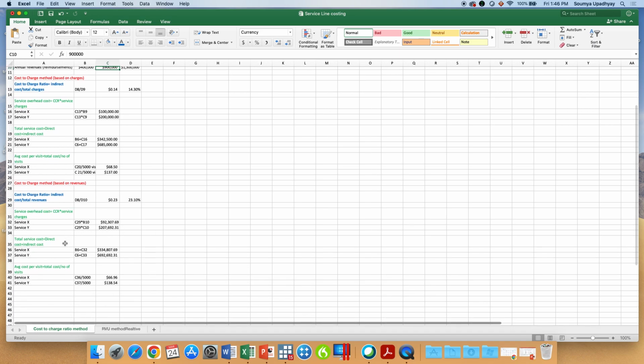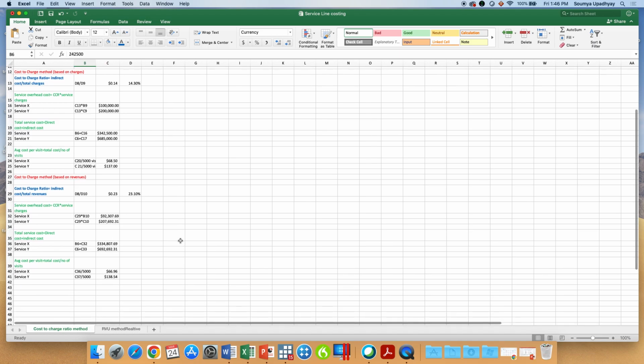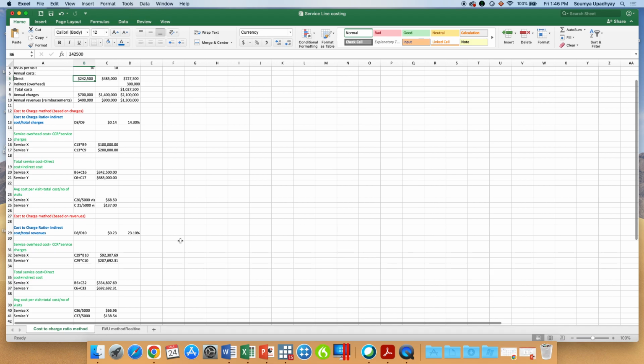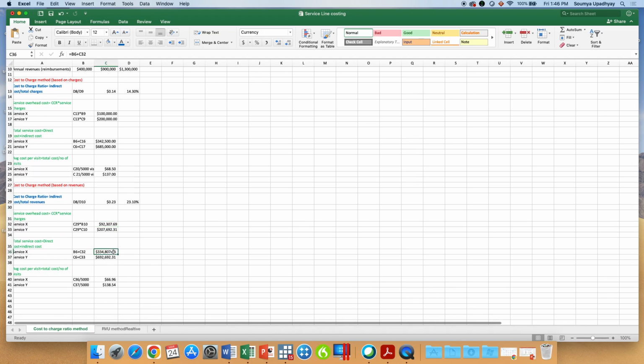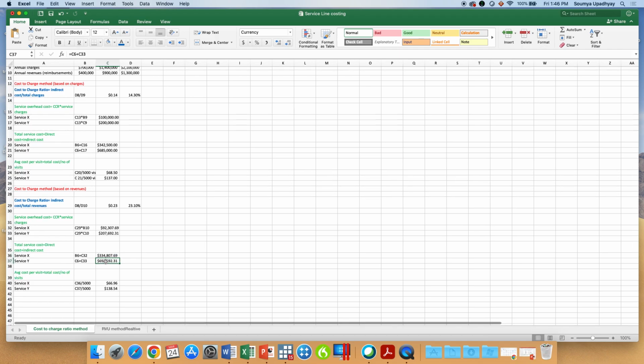Now we want to calculate the total service cost, which is direct cost plus indirect cost, and that we can get by adding B6 and C32. So B6 can be found here, which is the direct cost of $242,500, plus C32, the service overhead cost for service X. When we add these two numbers, we get the total service cost for service X, and the total service cost for service Y is C6 plus C33.